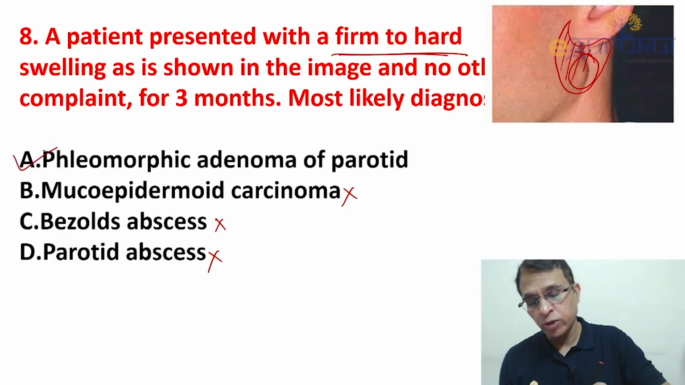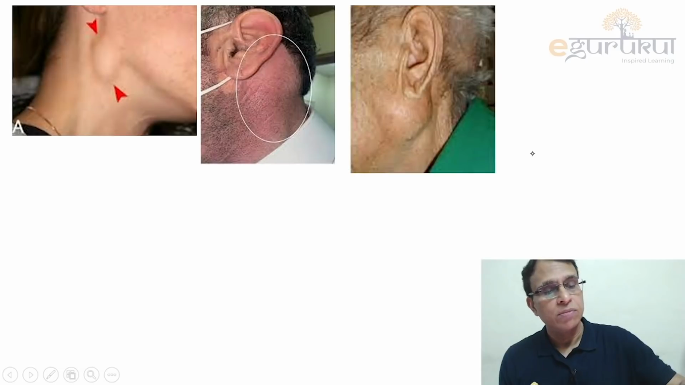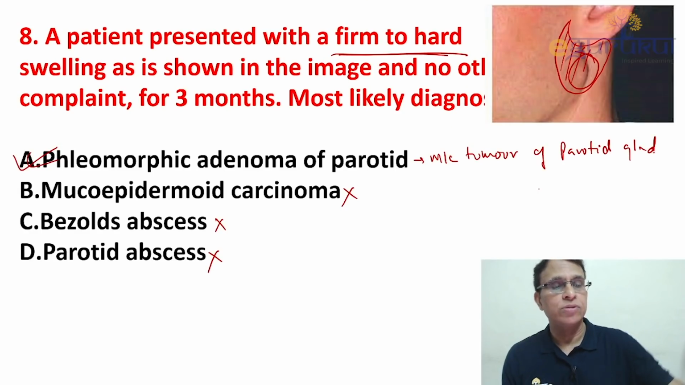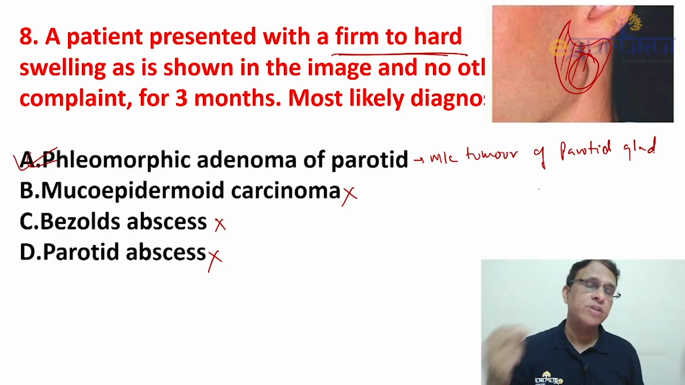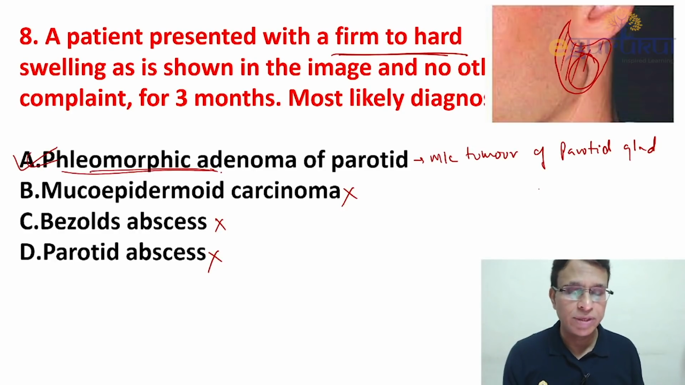So it's pleomorphic adenoma. It's the most common tumor of the parotid gland, and that's why the most common disease should be your first diagnosis always, isn't it? So when you see a parotid swelling, the first thing that should come to your mind is always pleomorphic adenoma, because it is the most common tumor of the parotid gland.